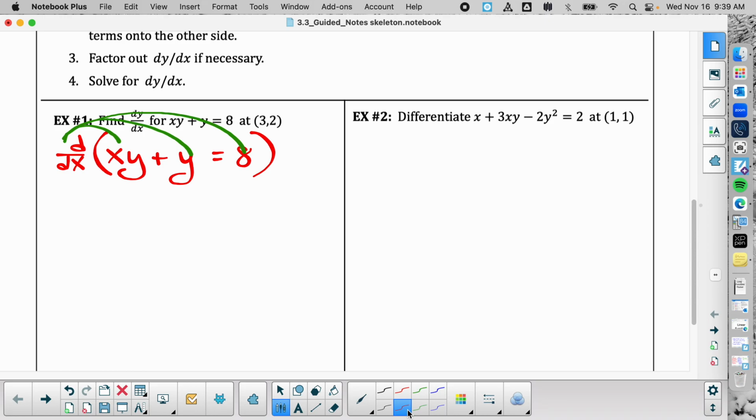Okay, derivative of xy I'll do last. What's the derivative of 8? 0.